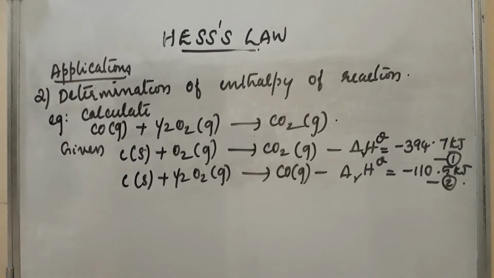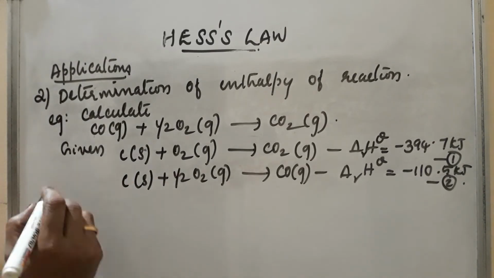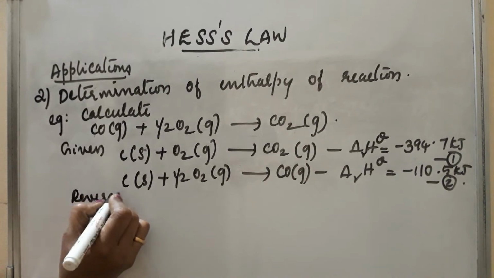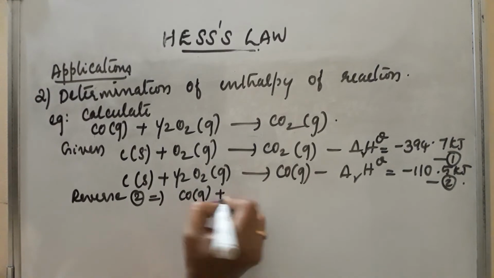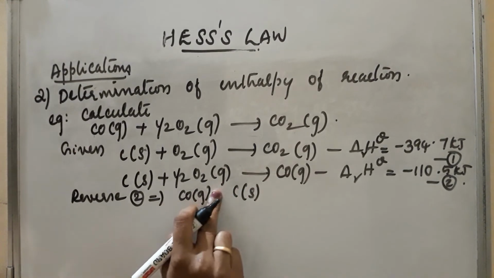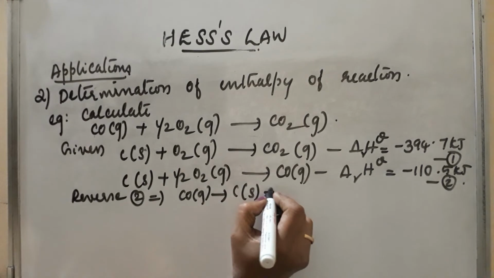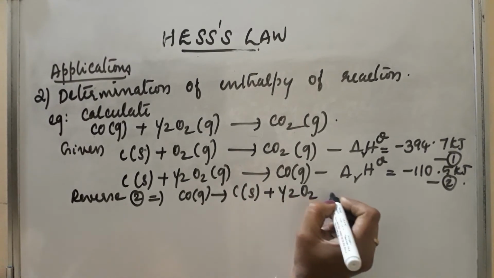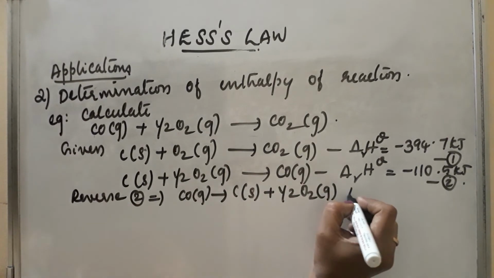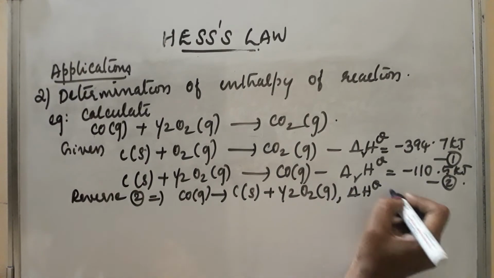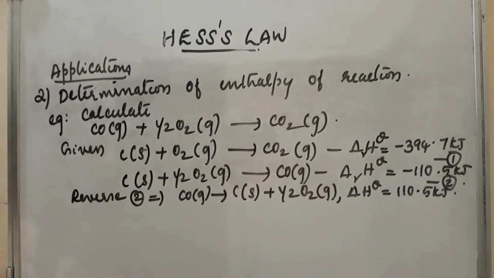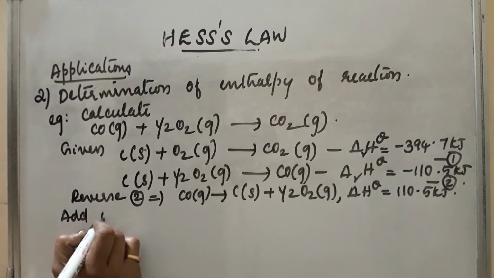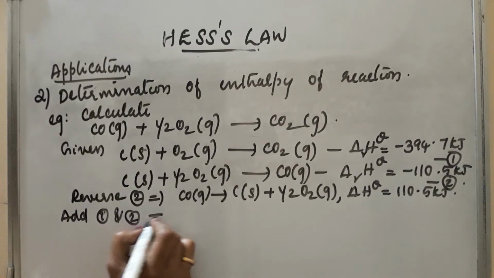Two reactions are given. So first we have to reverse the second equation. What happens? CO gas gives carbon plus half O2. While reversing, the delta H sign changes, so it becomes plus 110.5 kilojoule. Now we can add 1 and 2.